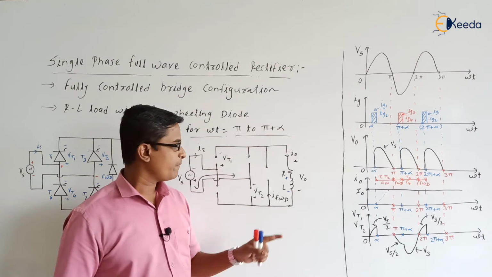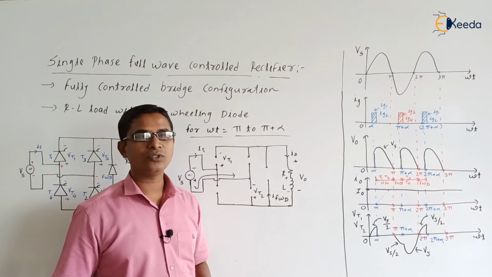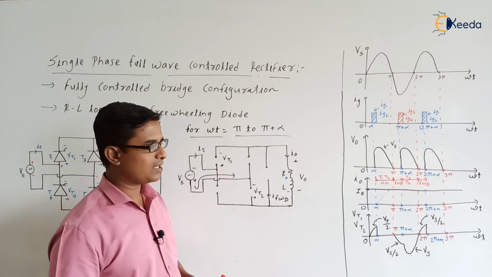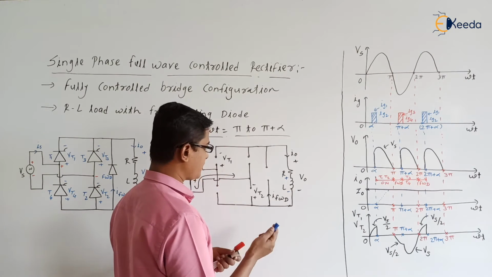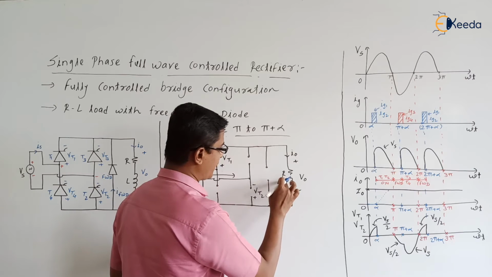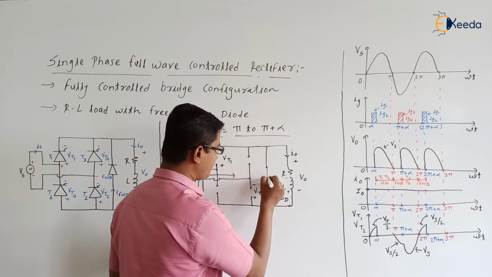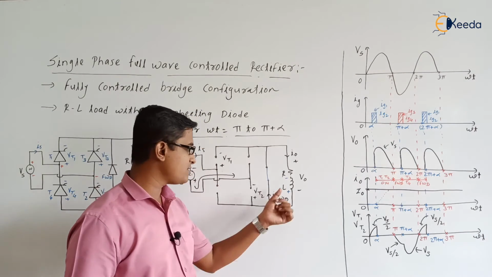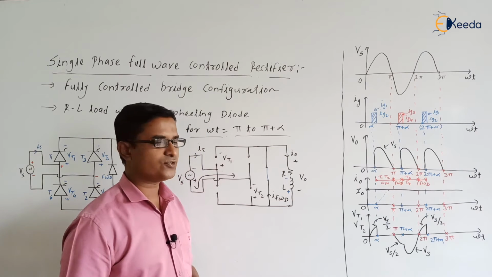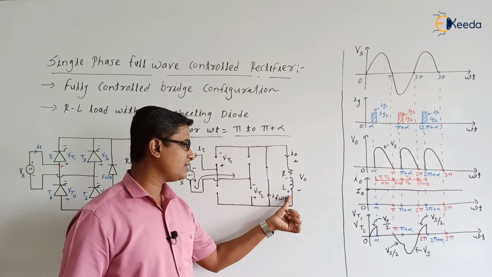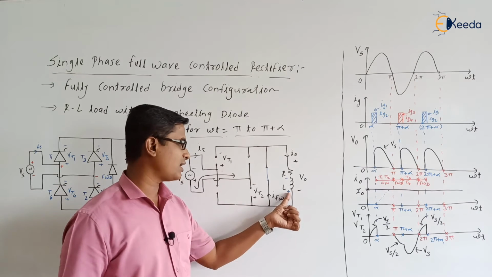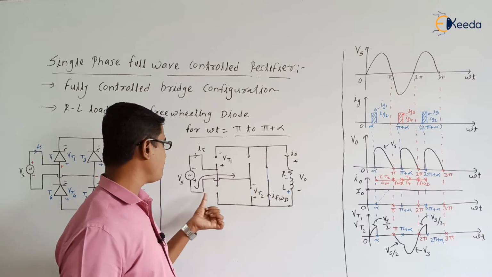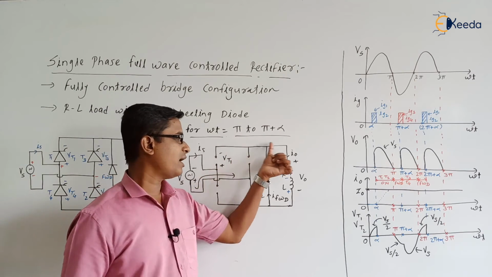But will the inductor allow a sudden change in the current through it from I0 to 0 ampere? Not possible, right? So whatever energy was stored by the inductor during omega t is equal to alpha to pi, the inductor will release that energy through the freewheeling diode. Why? Because during this interval the inductor has two paths available to release energy. One is through the freewheeling diode. The second is through T2, in opposition to the supply voltage, T1 and again back to the load.